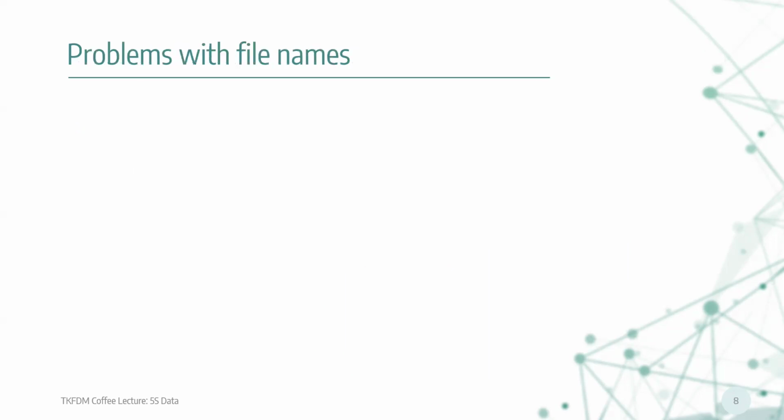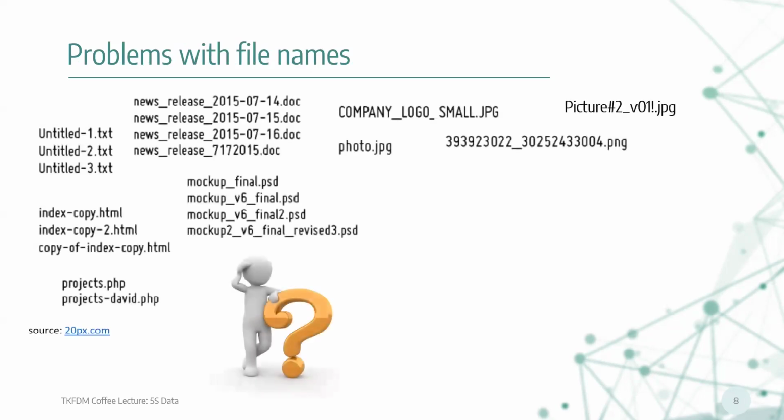And then there's another problem with the names here, especially the names of files. Here also some bad examples. For example, you could use attributes at the end of a name like final, final2, final3. That's not a good way to name files.